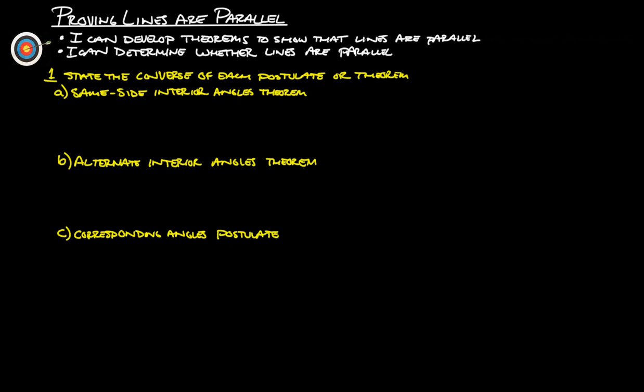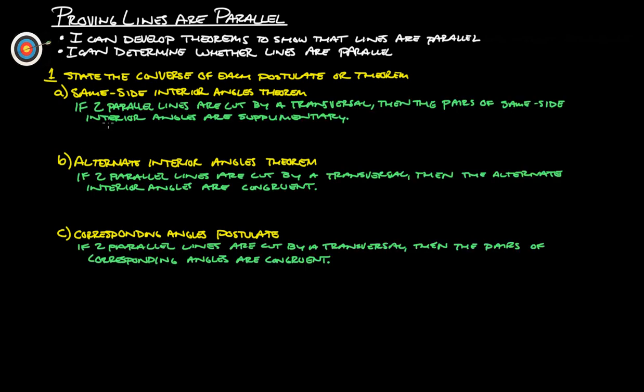So first thing we need to do is we need to know what each one of those theorems and postulates are. So here's what the same side interior angles theorem says. If two parallel lines are cut by a transversal, then the pairs of same side interior angles are supplementary. Okay, so since we're doing the converse, that means we need to take the opposite. We need to switch the two ideas because converse, the second letter in is O for opposite, right? So we're going to switch the two main ideas.